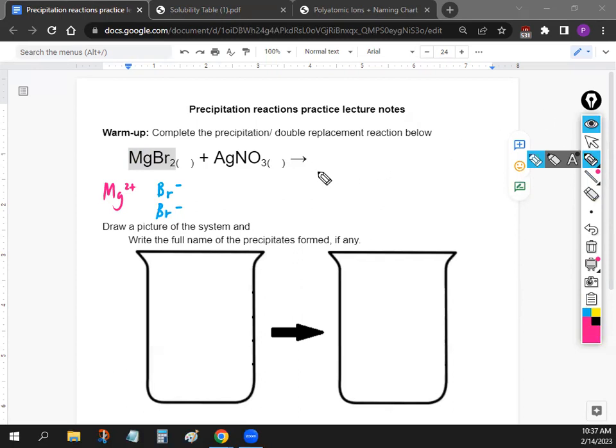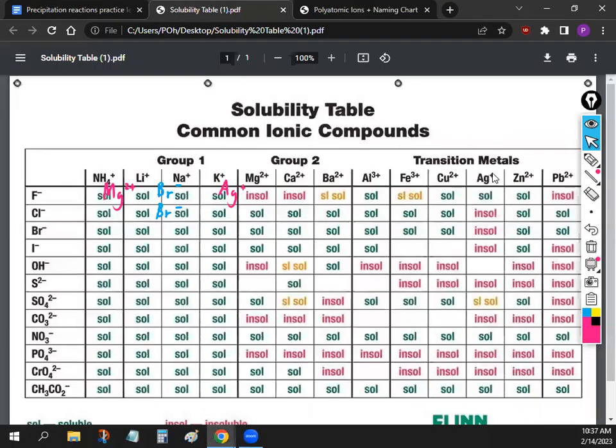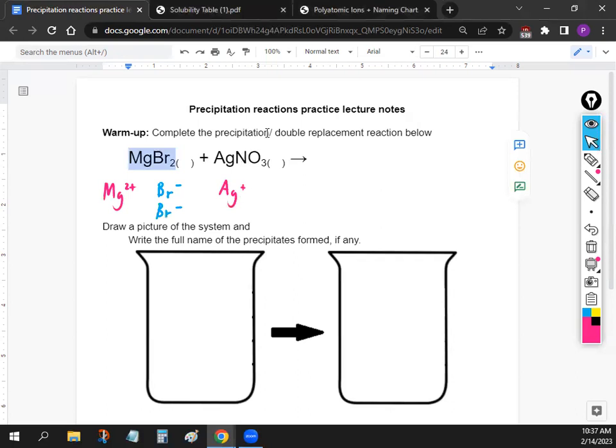The next one, I'll do a little bit more quickly. The positive one is Ag plus, and you can see that on your solubility table right here. And then the negative one is NO3 minus. That is nitrate. So those are the positive and the negative ions that come out. Any questions on how we broke those down?